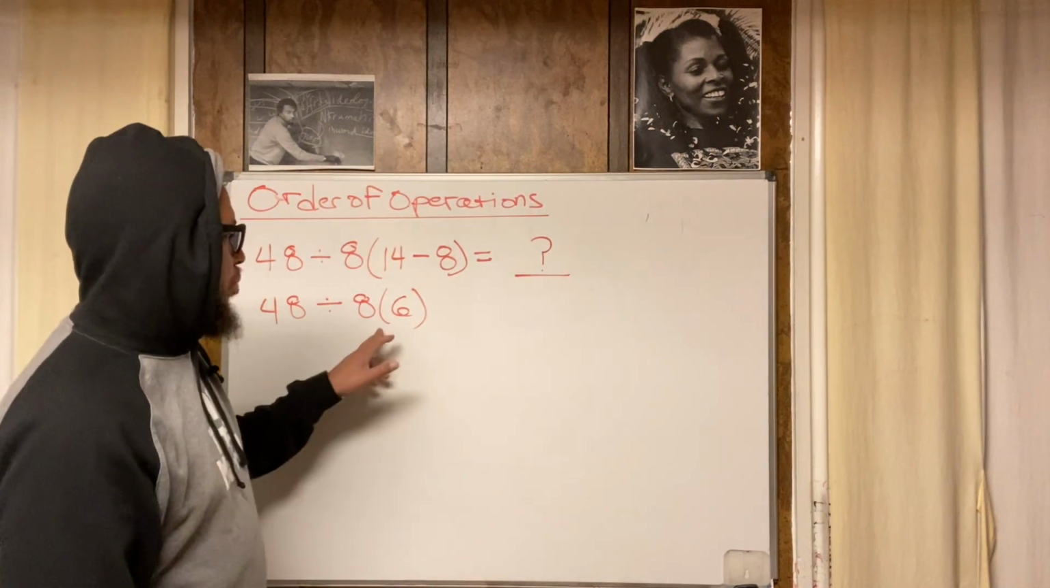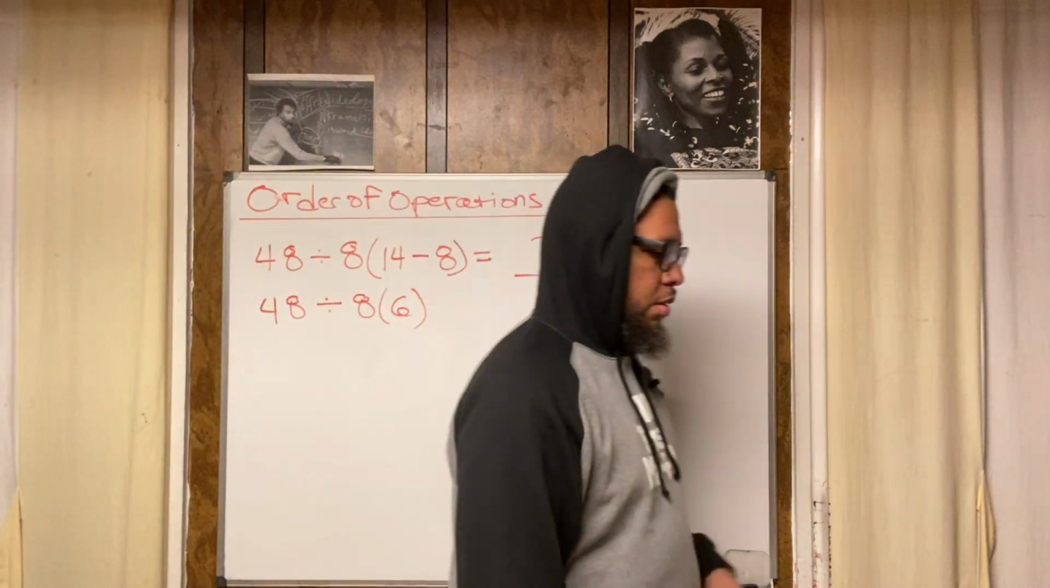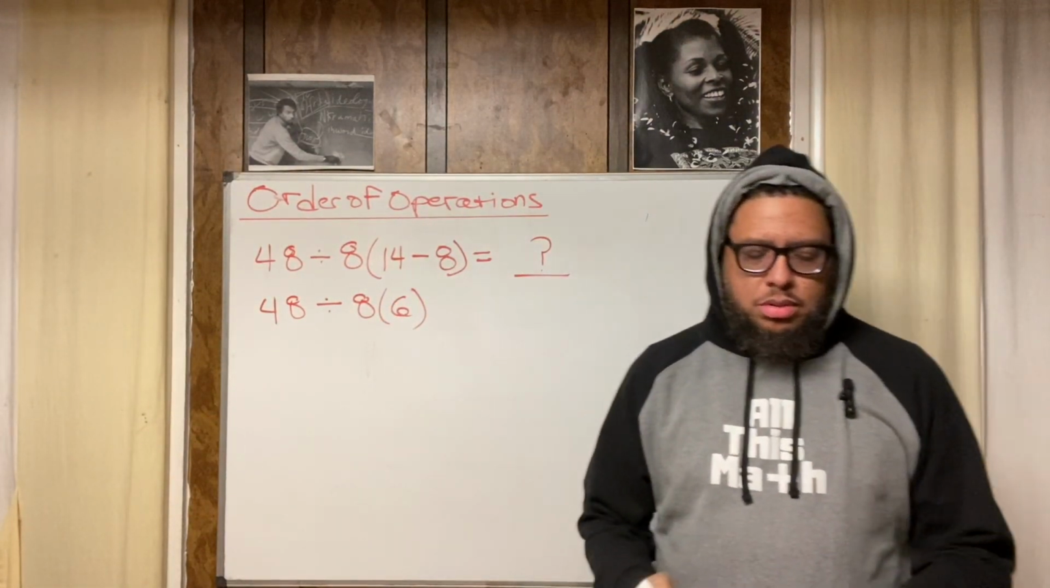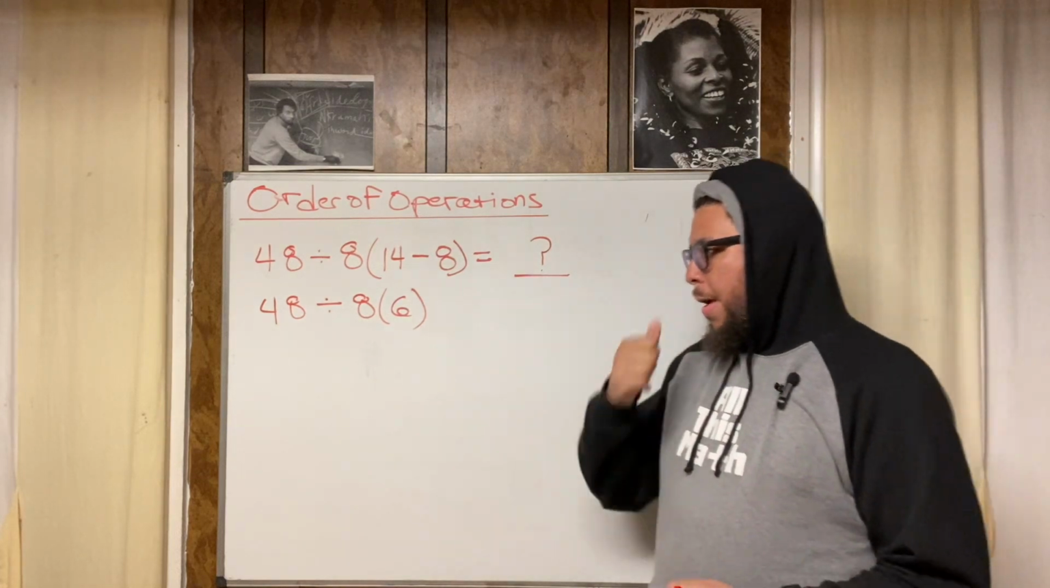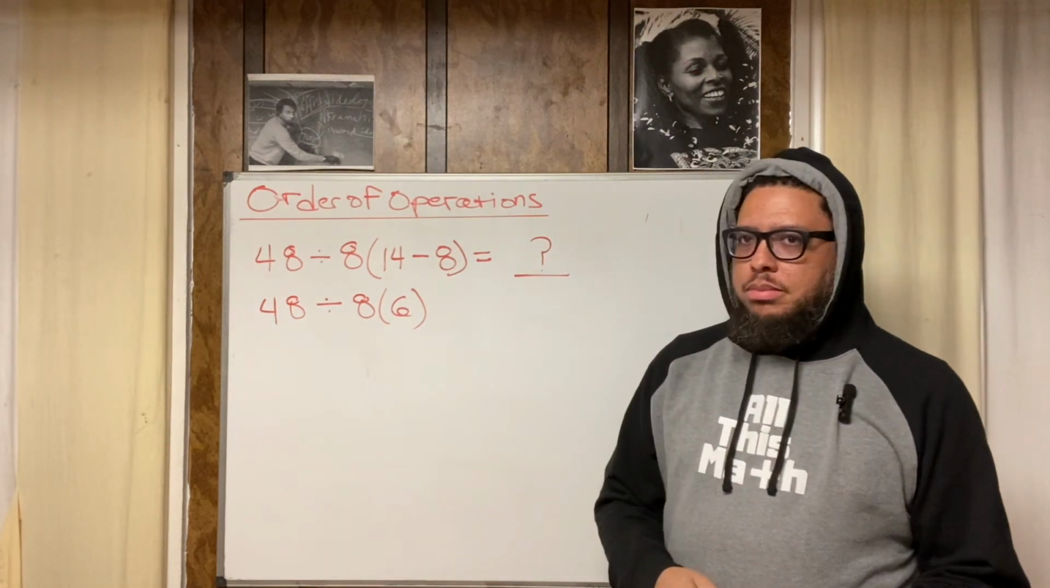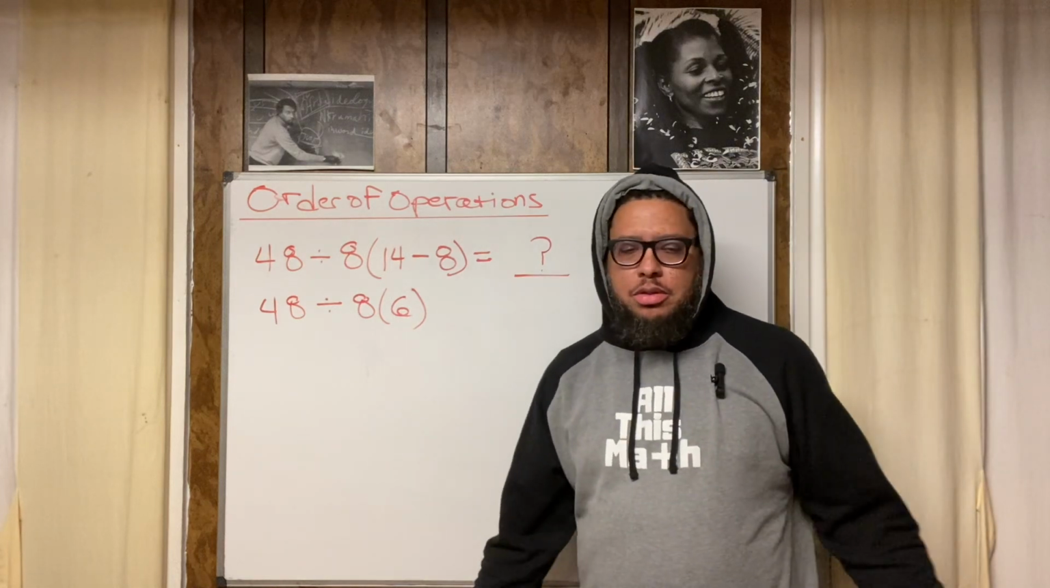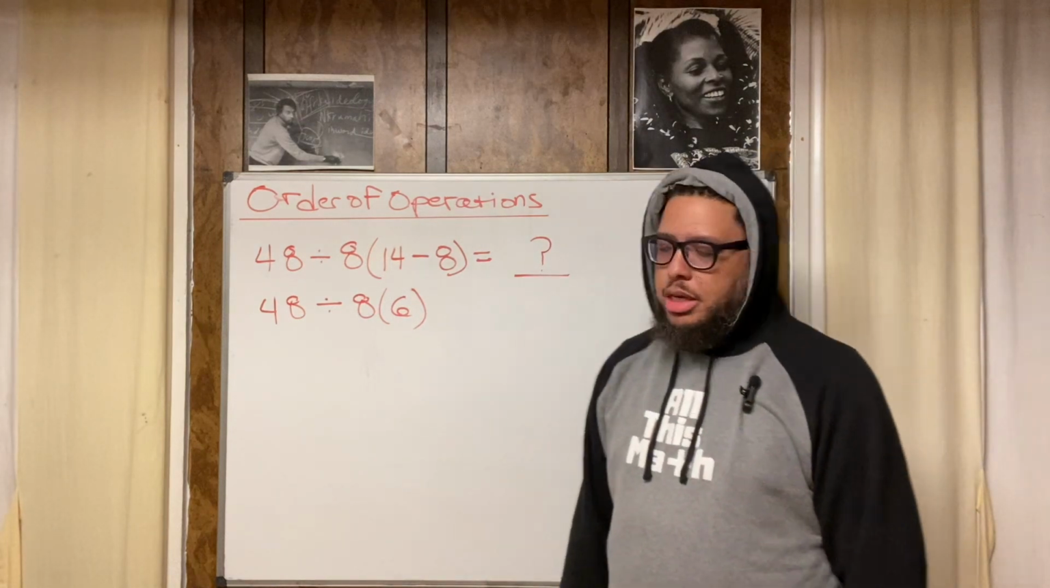Now, Assata, these parentheses, are they a grouping symbol? Or do they only represent multiplication? Multiplication. Right, because 6 is not a group. 6 is by itself. It's not a group.